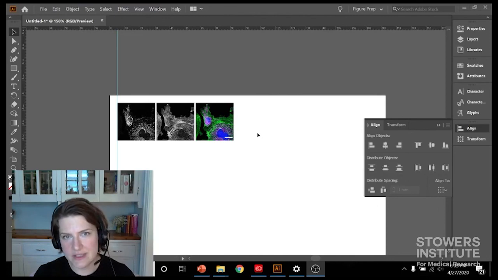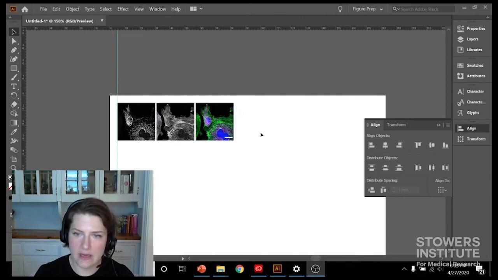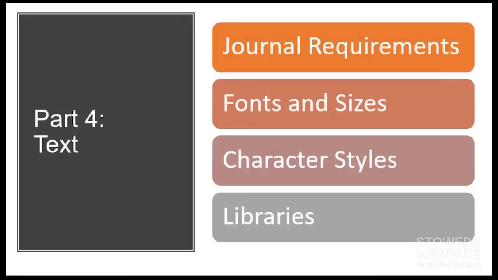Now we have our images nicely laid out, and we're ready to add some labels for our channels, and we're ready to add a panel letter and some text for our scale bar. And so we're ready to move on to text, and we'll do that in our next part, text. We'll go over the journal requirements and fonts and sizes, character styles, and libraries.